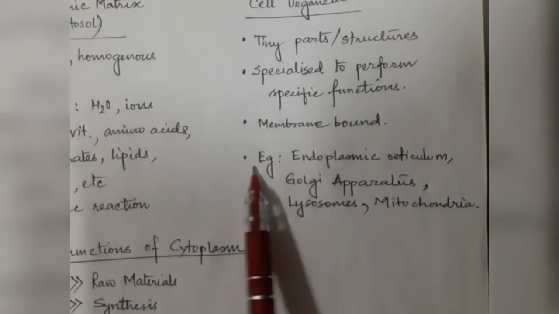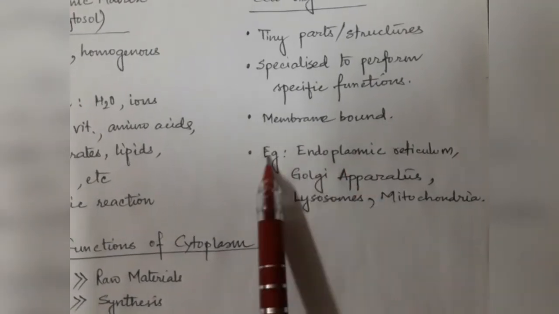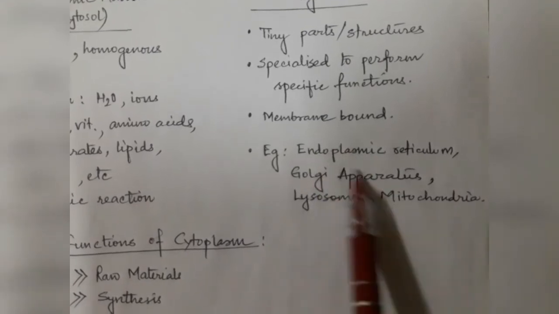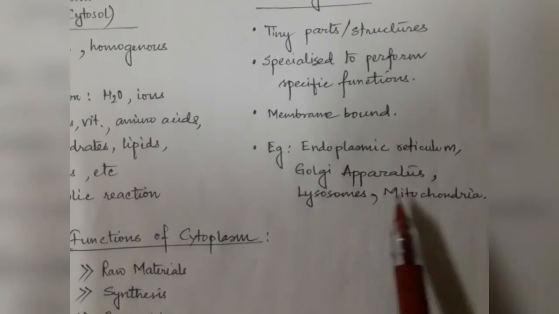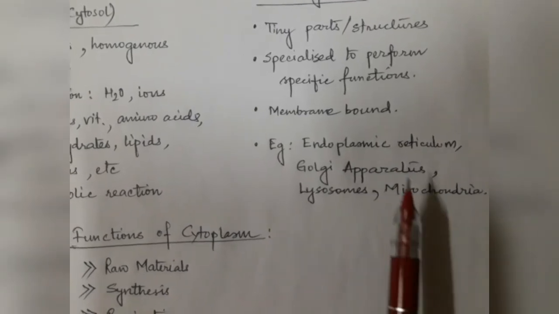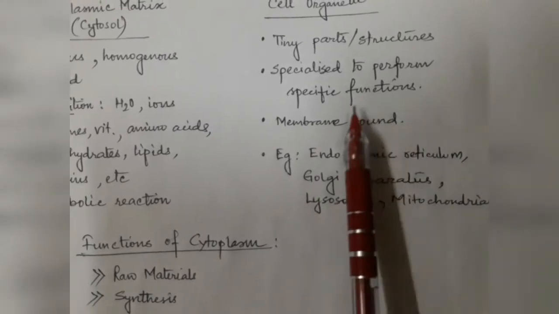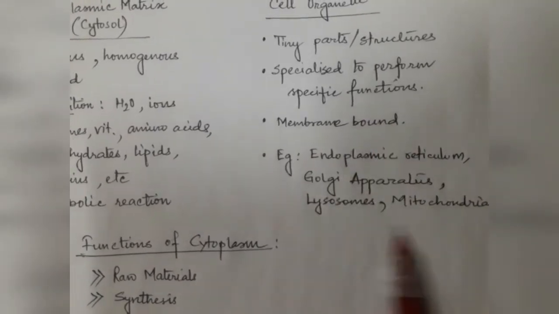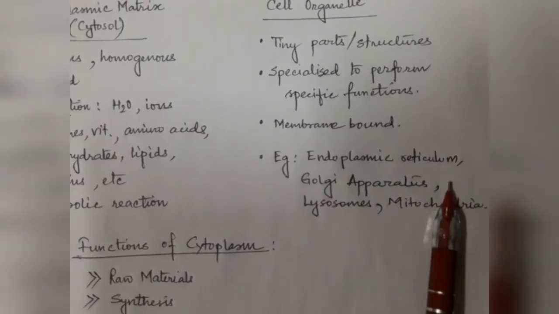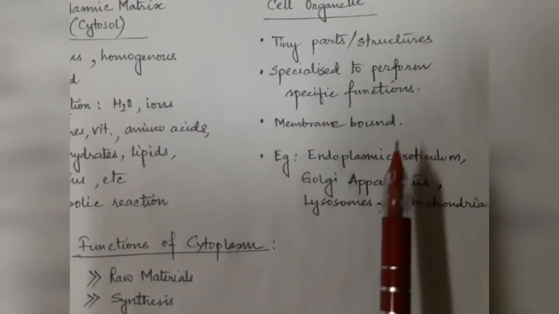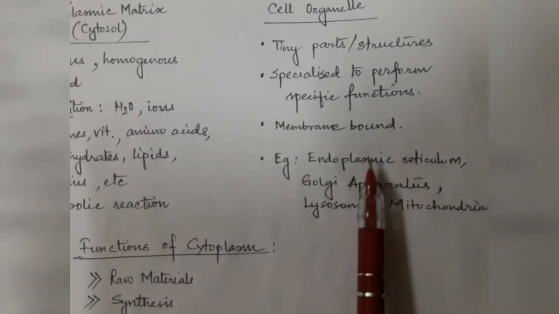And I have mentioned a few examples of cell organelles, and that is endoplasmic reticulum, Golgi apparatus, lysosome, mitochondria, chloroplast. All are examples of cell organelles. I haven't categorized according to animal cell or plant cell, but all these are termed under cell organelle, right?